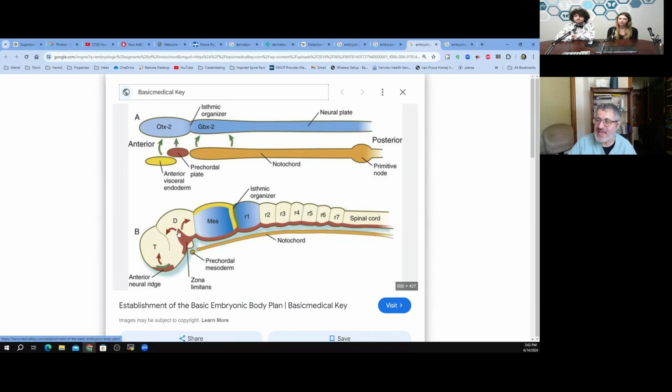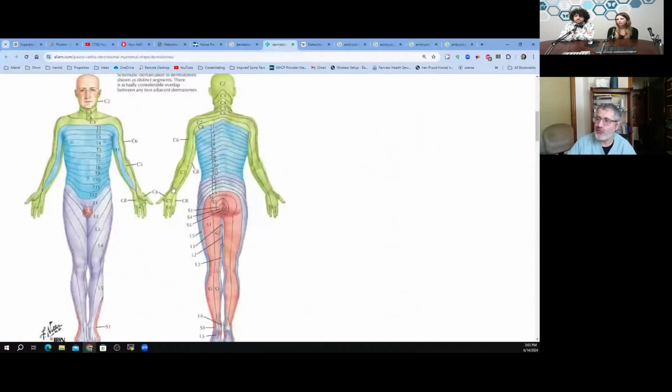The first 12 segments become our brain and the nerves associated with that. And then we have 7 cervical, 12 thoracic, 5 lumbar, 5 sacral, and then they grow along the way. But let's go back to this. Why is it so different?